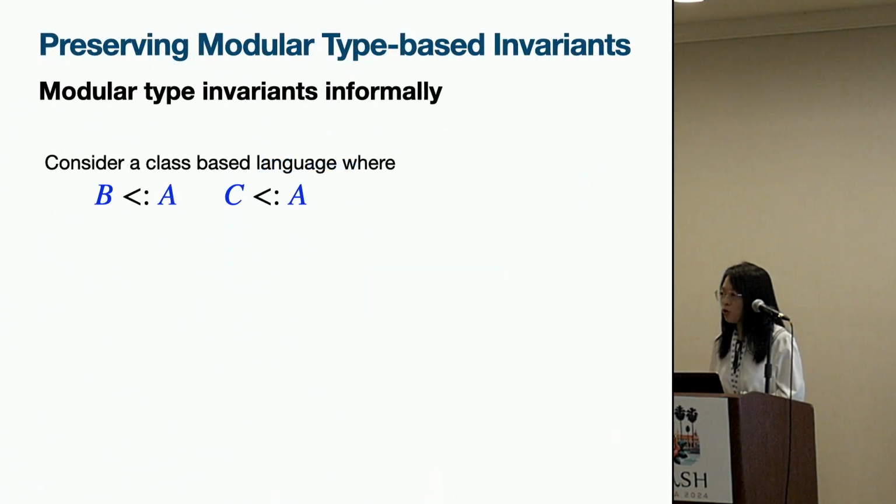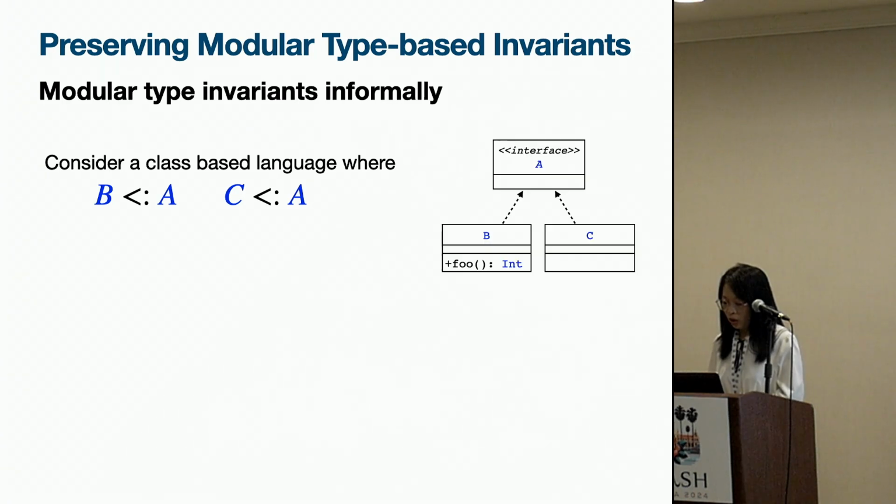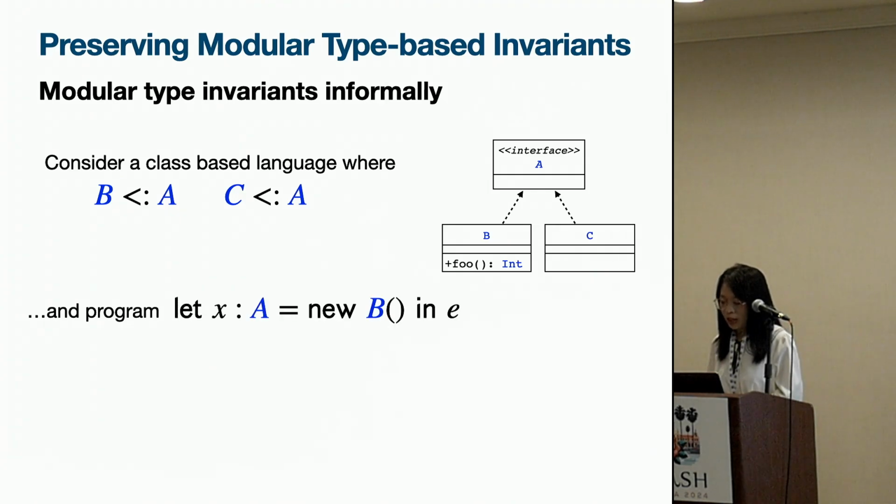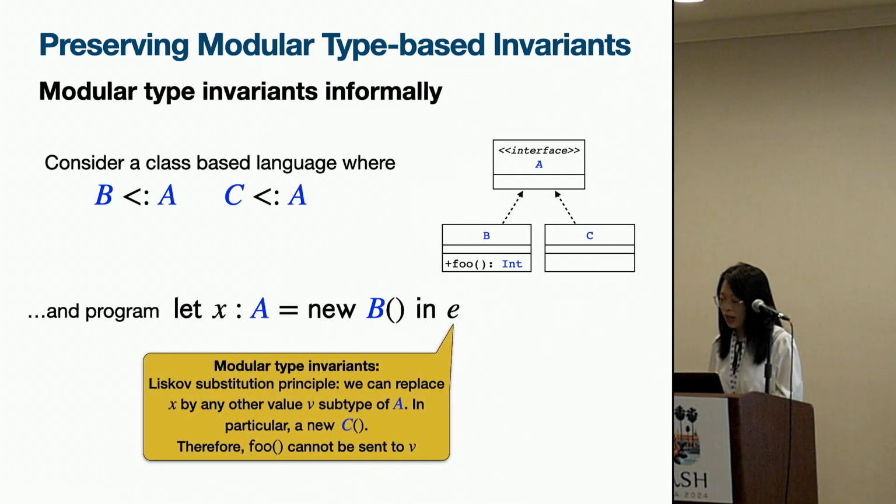And the other interesting thing is that we preserve modular type-based invariants. To explain this, we can consider this: B is a subtype of A, and C is a subtype of A. And if you have a program that says let X of type A equal new B in E, you know by the modular type invariant that X cannot access foo, because X doesn't have a foo member.